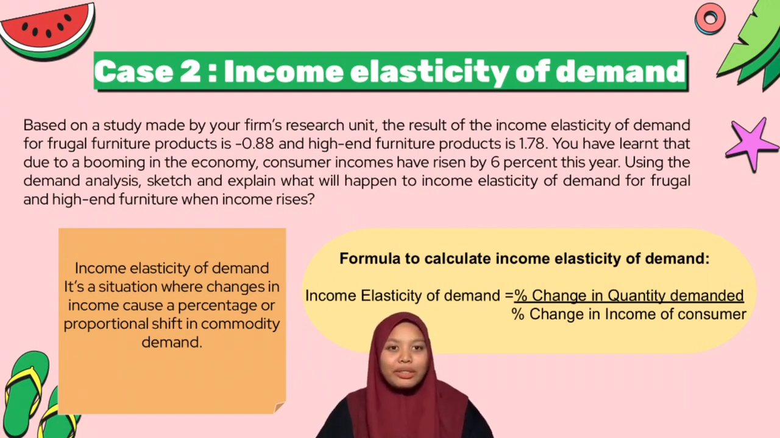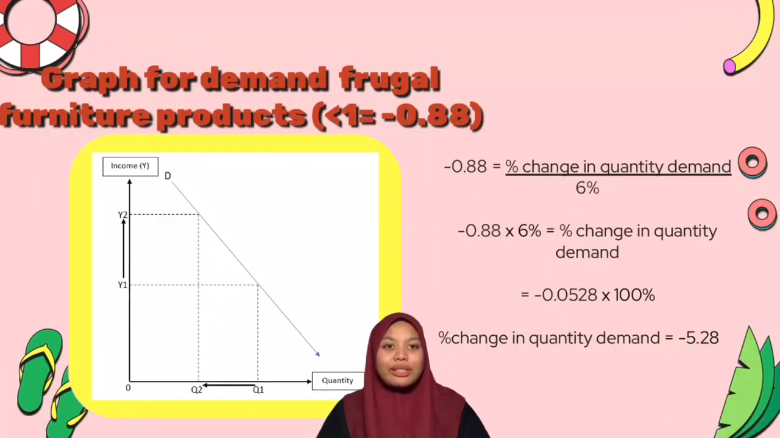So the formula to calculate income elasticity of demand is: income elasticity of demand equals percentage change in quantity demanded over percentage change in income of consumer. So as you can see, here is the graph for demand for frugal furniture products, which is negative 0.88, that is less than 1. Based on the question, we need to find the percentage change in quantity demanded. So how can we find it? We have to put the amounts given into the formula.